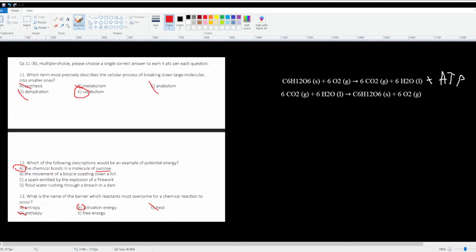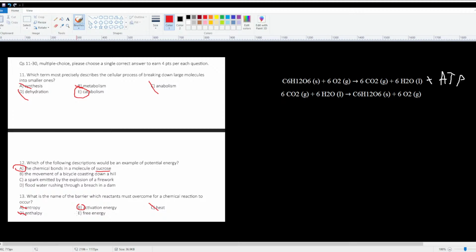Enthalpy, that would be a good guess, but enthalpy is just heat, right? Enthalpy just means heat for the most part. So enthalpy would be a result of the reaction. It would not be a barrier for the reactants to overcome. It would just be a result, kind of like entropy, an intrinsic property of the reaction. If we're increasing or decreasing enthalpy, it's a result of the reaction. It's not something that must be overcome.